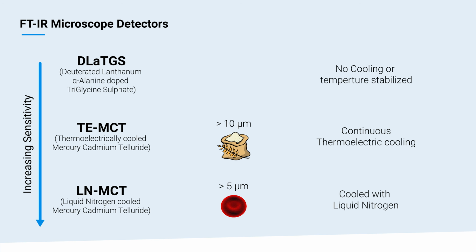DLA-TGS detectors require no cooling at all, but they can only measure samples larger than 50 micrometers, which is about the size of the average human hair. That's still small, but it's in the range of things we can already see with the naked eye. So DLA-TGS detectors are limited to applications where we're analyzing areas that are relatively large, in the range of what we can see without a microscope.